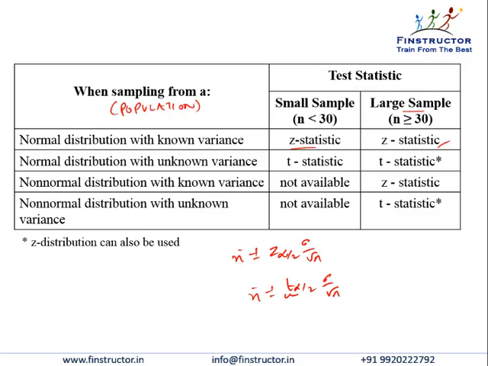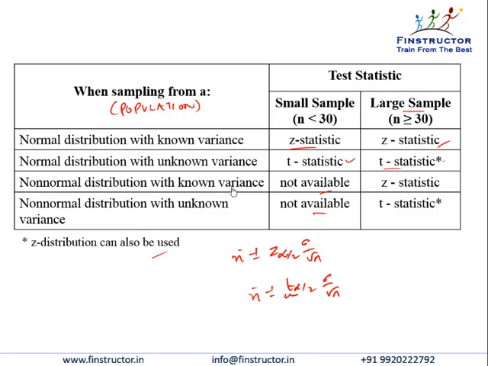If it is a normal distribution with unknown variance, however, then for small samples it is advised that you use the t-statistic. For larger samples also it is advised you use the t-statistic to be conservative, but you can use the z-statistic also, or you can use the normal distribution also. If it is a non-normal distribution, then with less than 30, statistics is not available. Again, for a non-normal with unknown variance, less than 30 sample size, you can't do anything.